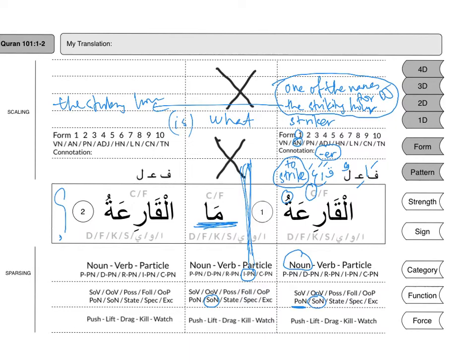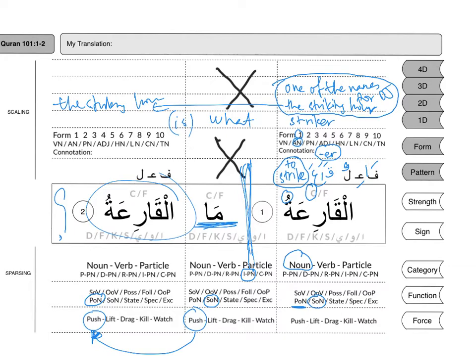So as you can see here, whenever you have ma as an interrogative pronoun, then you would have a noun after that, so we'll just say it's a predicate of nominal. So you're done with the second one, and then in terms of force, it's a push force, pushing the predicate of nominal. So that's how you do it.